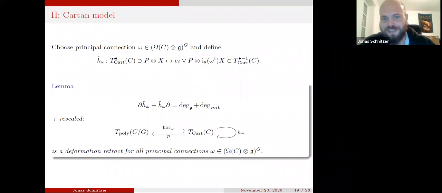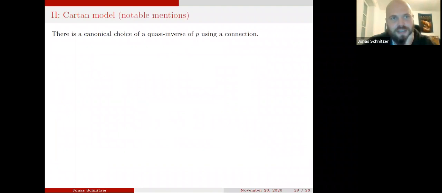And I can induce via this tilde H an homotopy between them. So in particular, P is a quasi-isomorphism. Okay? For this, just for a minute, notable mentions, there's a canonical choice. I just think it's beautiful. It doesn't have to do anything with the actual talk, or I don't need it anymore.